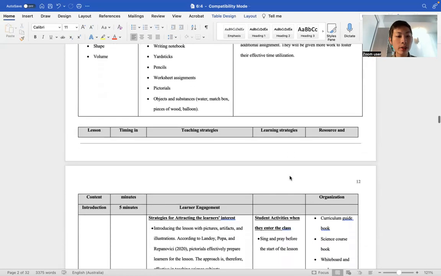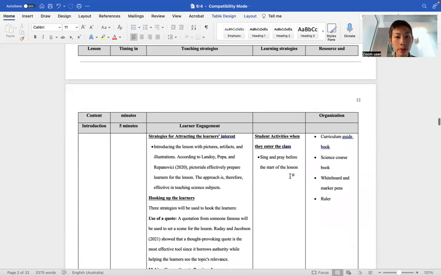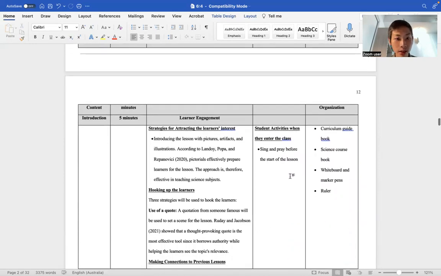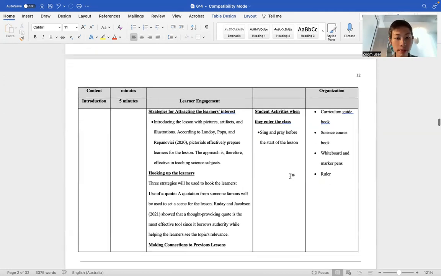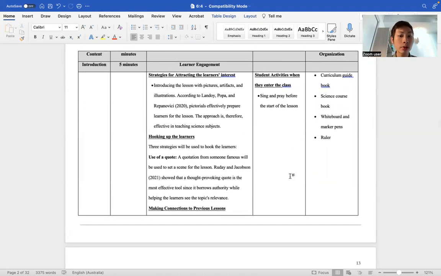And so moving forward with the sequence, I shall be introducing the lesson with pictures and artifacts. Since we're talking about properties now, I shall be using the Landau, Popper, and Repanovici 2020 journal, which shows that pictorials effectively prepare learners for the lesson. So the approach is therefore effective in teaching some of these science concepts. Pictorials will hook the learners, and a quotation from someone famous will be used to set the scene for the lesson.